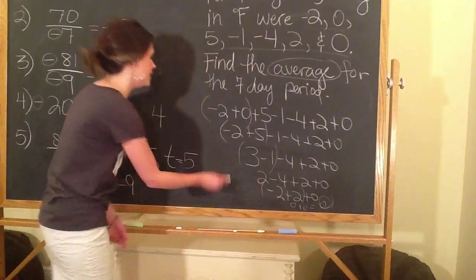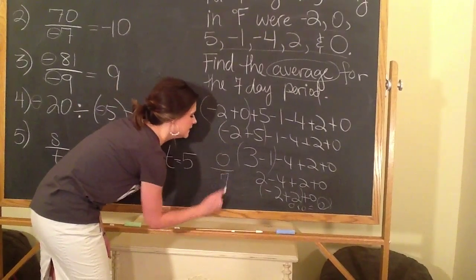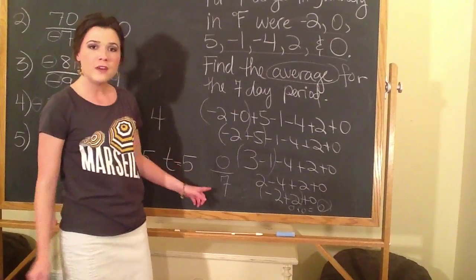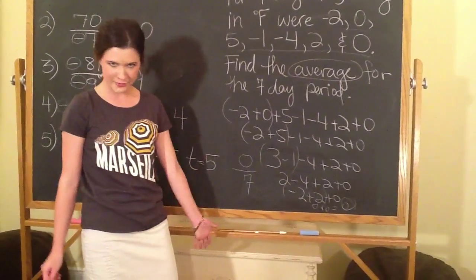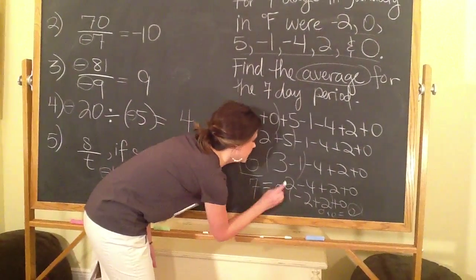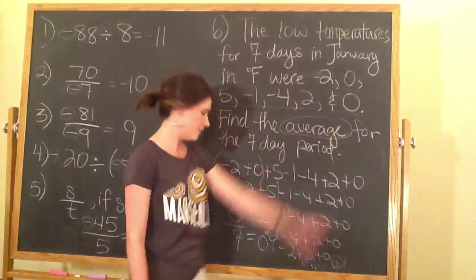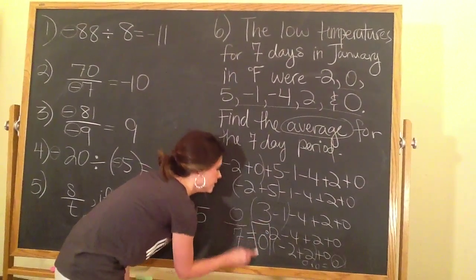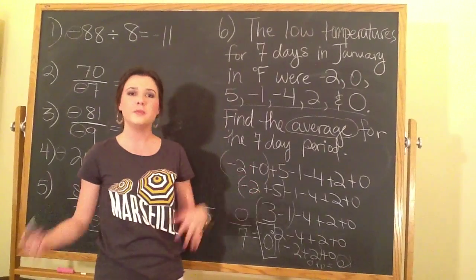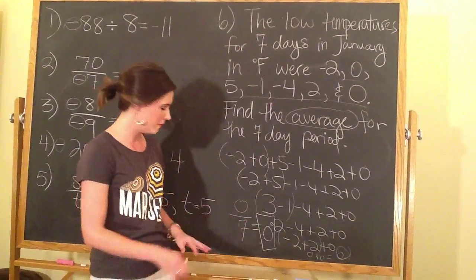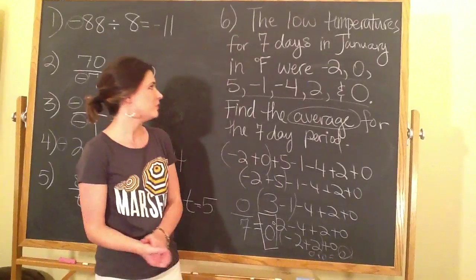Now we need to divide that 0 by 7. Anytime you divide 0 by a number, you're just going to get 0. So our answer is 0 degrees. The average of all of these temperatures is 0. So we had to do a little bit of addition, subtraction, and division in this problem, and we got the average temperature.